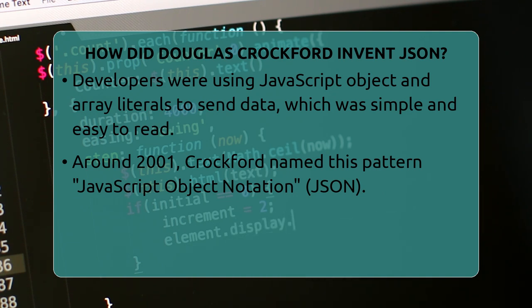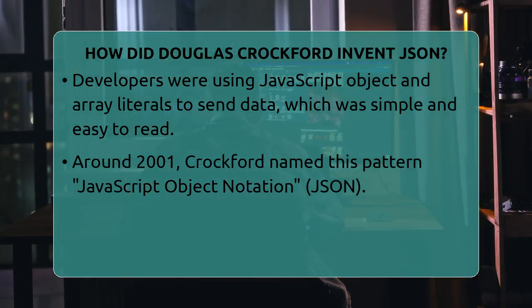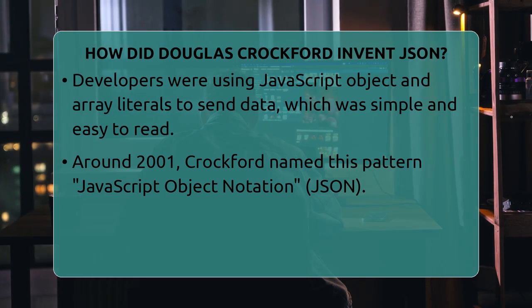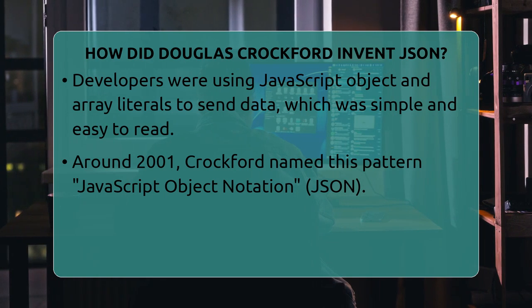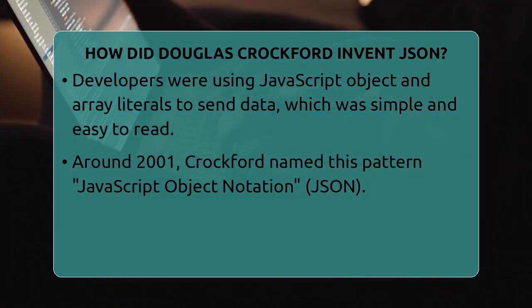Around 2001, while working at a company called State Software, he decided to give this pattern a name. He called it JavaScript Object Notation, or JSON for short. He then created a formal set of rules, or a specification, to describe how JSON should work. This made it easier for others to adopt and use.